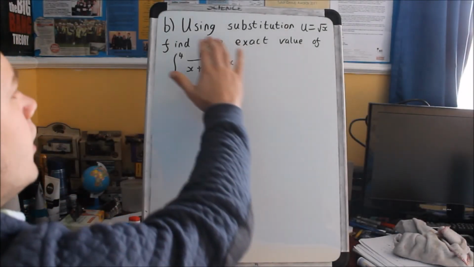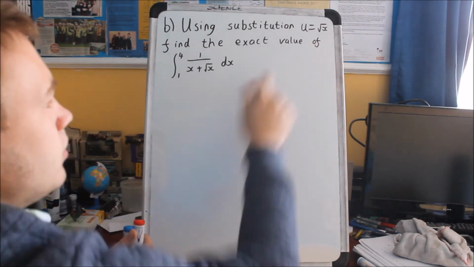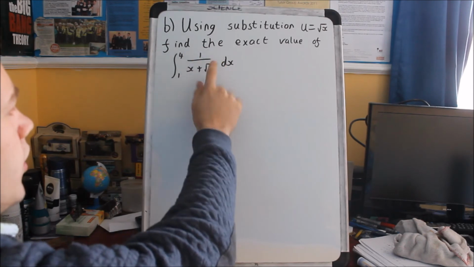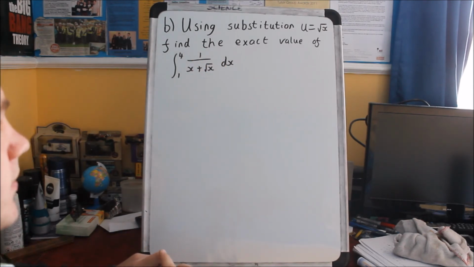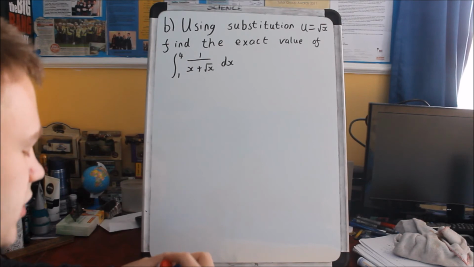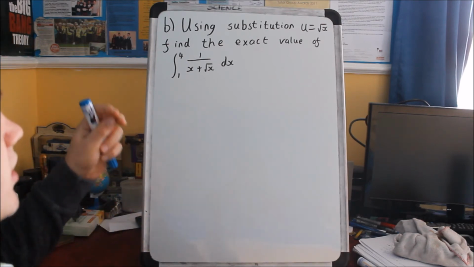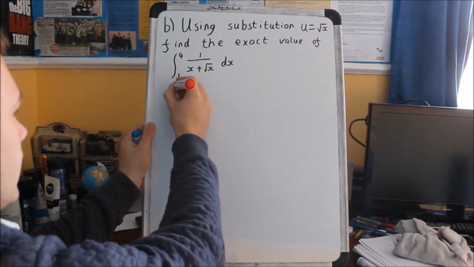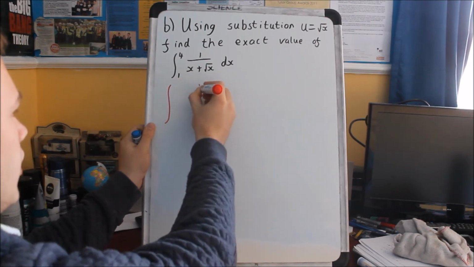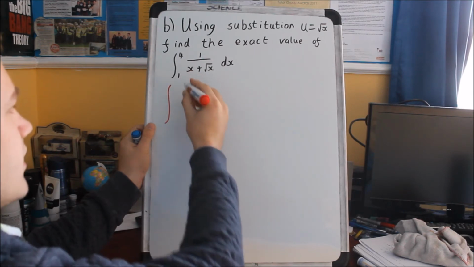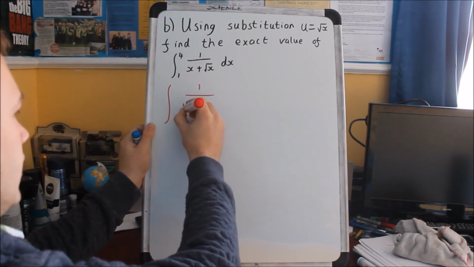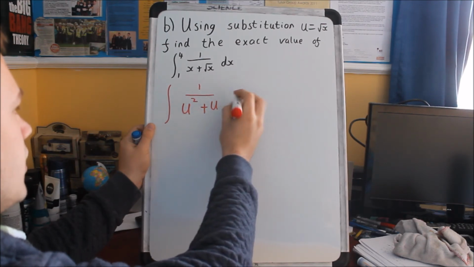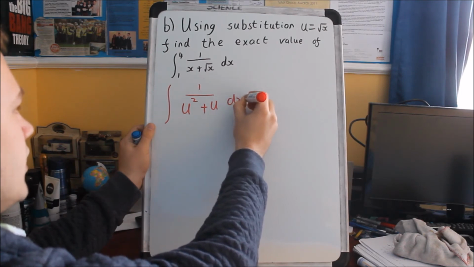Okay, so part B, using the substitution u equals root x, find the exact value of the integral between 4 and 1 of 1 over x plus root x dx. So it's told us what substitution to use, and so a first step would be to get this in terms of u. Okay, so we're going to be integrating, and it's going to become 1 over, now x is root x squared, so it's therefore going to be u squared, and root x is equal to u, so it's u. But at the minute it's still by dx.